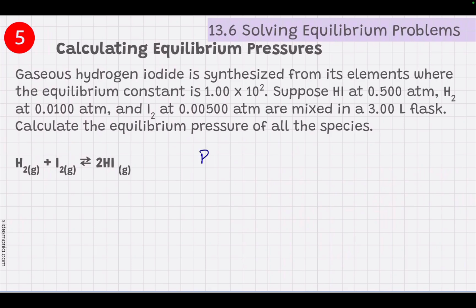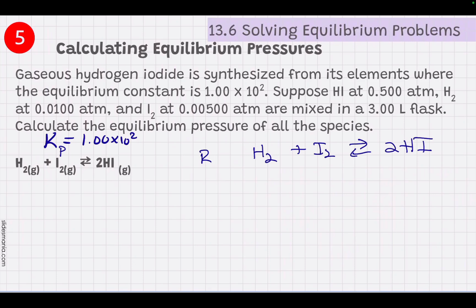I'm going to write my reaction is H2 plus I2. They're all gases, so I'm not writing down that they are. And then they're telling me the equilibrium constant, so they're telling me K. And then they're saying that suppose the HI at 5 atm. So actually, yep, this is Kp.